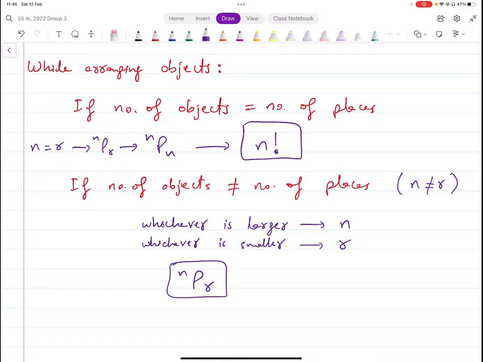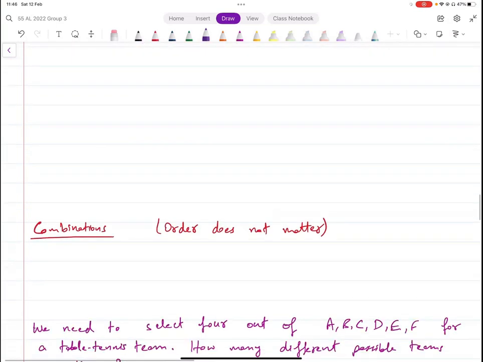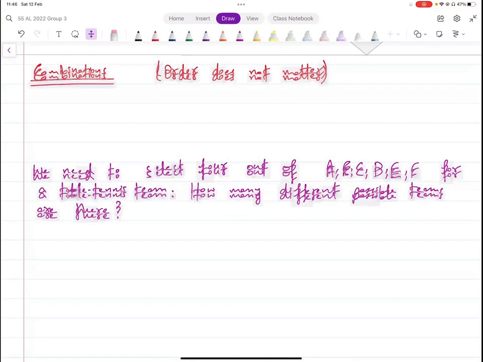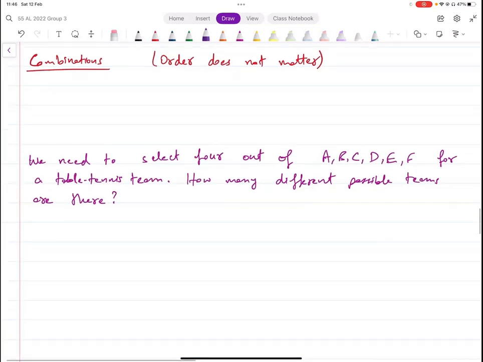Now the next thing that we need to talk about that we haven't really talked about until now, that's combinations. Okay, combinations kya hota hai? Combinations or permutations, the key difference is that in combinations, order does not matter. Order matter nahi karta. Okay? Now let's try to understand that with an example.